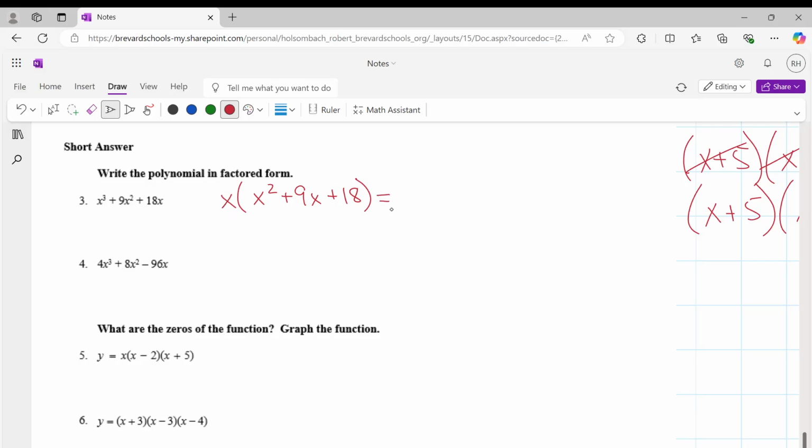Bring this x over first. All right, and then we're looking for factors of 18 that add to 9. That'd be 6 and 3, right? And everything's positive, so our factors are positive. So we go x plus 6 times x plus 3.